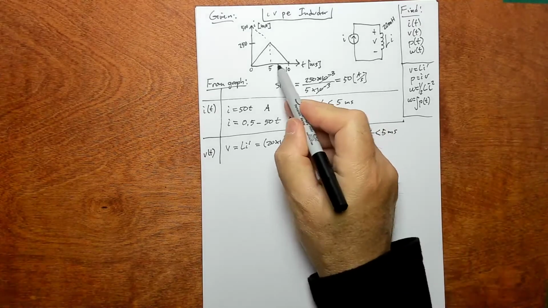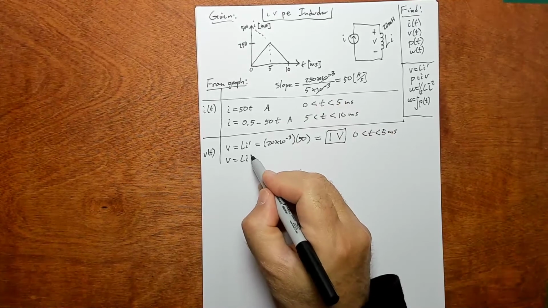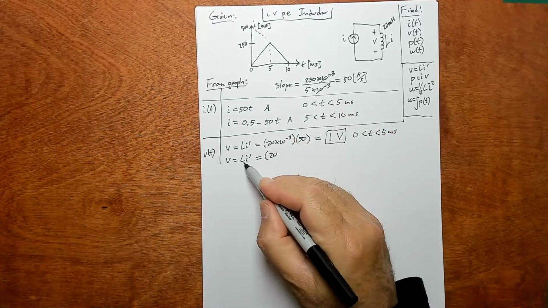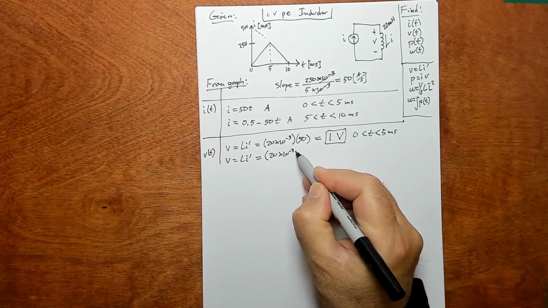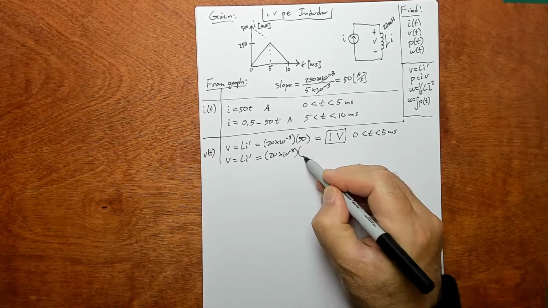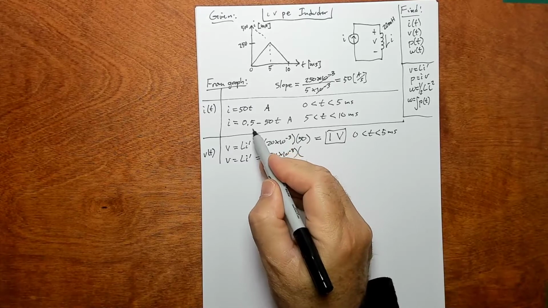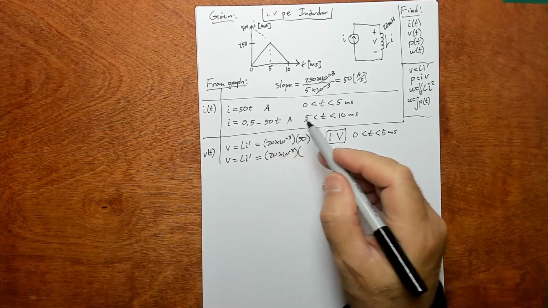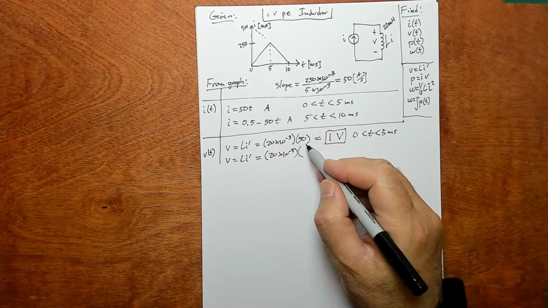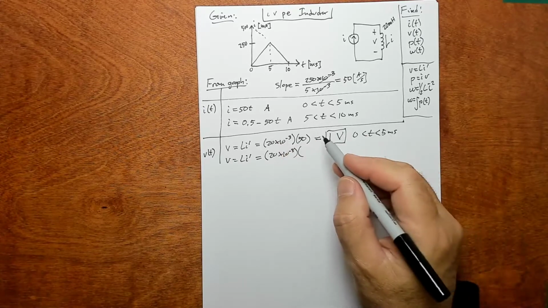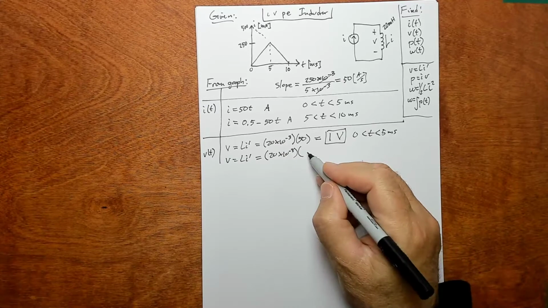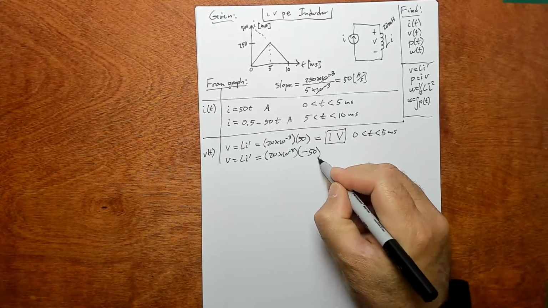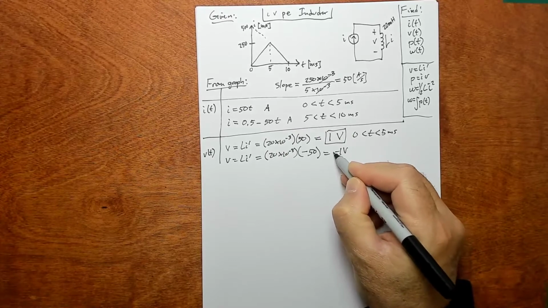Okay, the second time interval here, same thing, but we'll just use the second. We'll take the derivative of this guy. Well, first, L is henries times 10 to the minus 3: 20 times 10 to the minus 3 henries. Then the derivative of this constant is just 0, and the derivative of 50t is 50, and then there's a minus sign. Anyway, there's a minus sign in there. Minus 50, it turns out to be minus 1 volt.